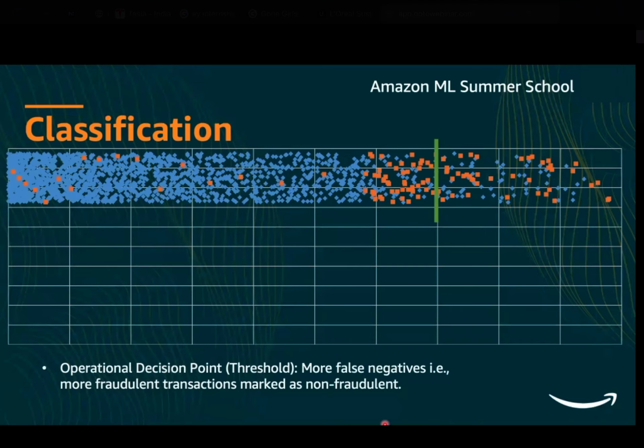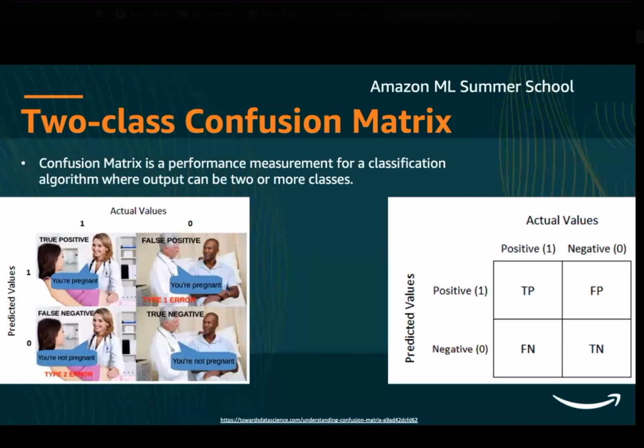How you select this threshold is based again on the problem at hand and the metrics which you choose for that problem. So we'll now move towards explaining these choices of metrics. The first thing we'll talk about is the confusion matrix. A confusion matrix is an n by n matrix where n is the number of classes being predicted.